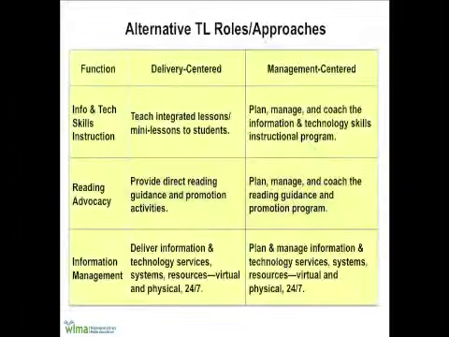So I have a chart. This is the alternate TL roles and approaches. So in information and technology skills instruction, there's a continuum between a delivery-centered approach and a management-centered approach. Now, where do you fit in this?